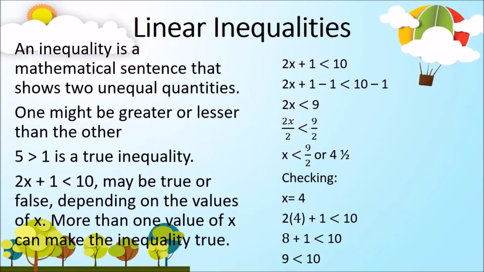So pwede rin 3. 2 times 3 ay 6, and 6 plus 1 ay 7, and 7 is less than 10. So pababa hanggang sa negative at walang katapusang negative number. So yun ang mga possible na value ng x to make 2x plus 1 less than 10 true inequality. So I hope maliwanag kung paano mag-solve, and the difference between linear equation and linear inequalities.